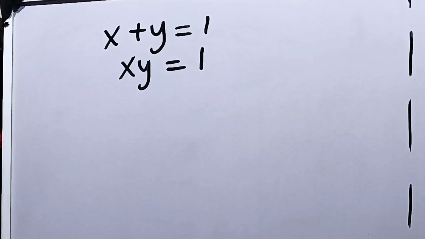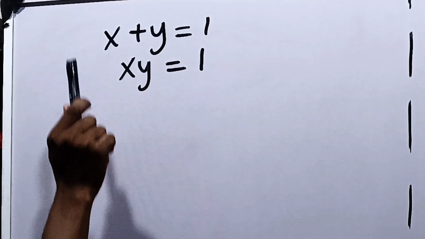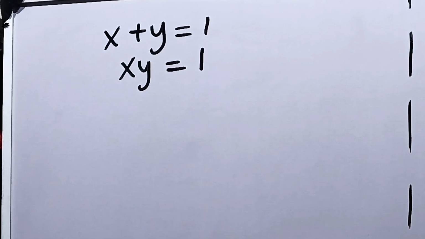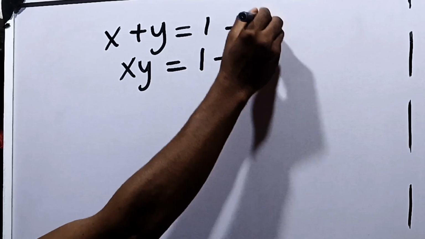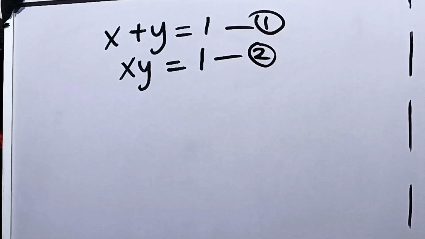Let's solve this together. It says x plus y is equal to 1 and xy is equal to 1. We're going to solve for the value of x and y. First things first, let's call this equation 2 and call this equation 1. So these are two equations now.